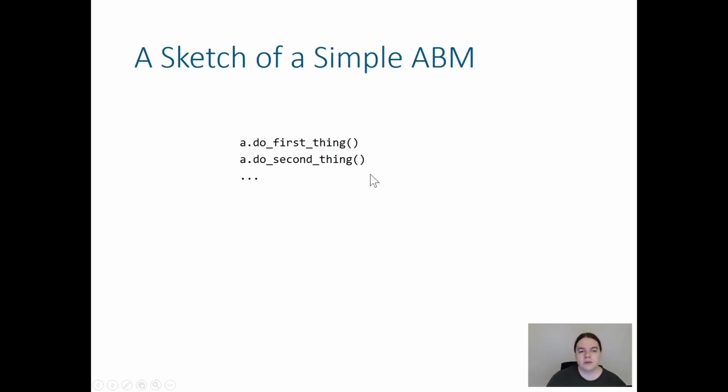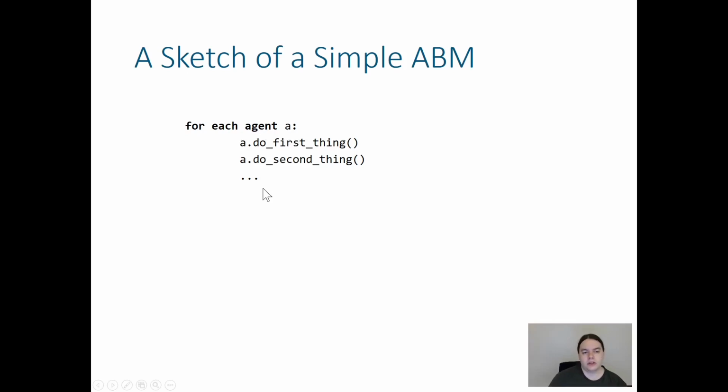So the basic unit of your agent-based model will be agents, and the agents are supposed to do things. Initially, your implementation might look something like this, where you have an agent and they're supposed to do one thing, and then they do the next thing, and so on. And usually you will have more than one agent, so you will have a loop that goes through all agents, and all agents do this thing.